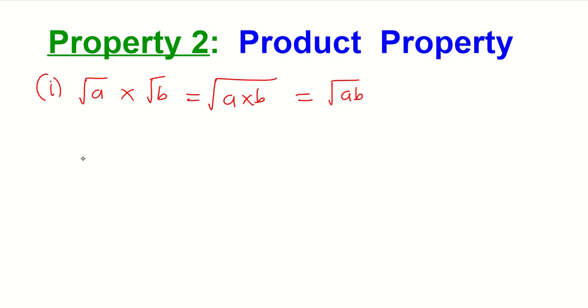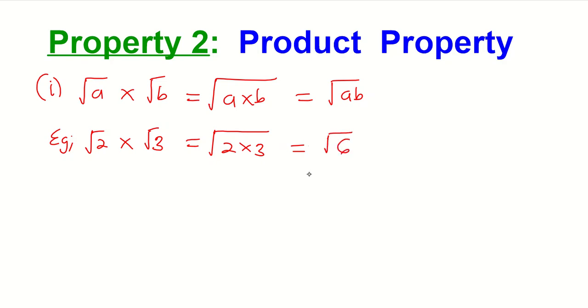So for example, we can think of square root of 2 times square root of 3. Now with this, they are multiplying and they are different numbers, they are not the same. So if that happens, then we can write one square root sign and multiply the numbers. That is 2 times 3, and at the end we have 2 times 3 is going to give us 6. That is square root of 6.